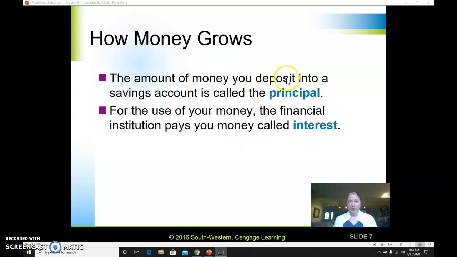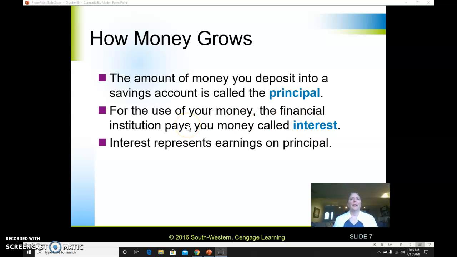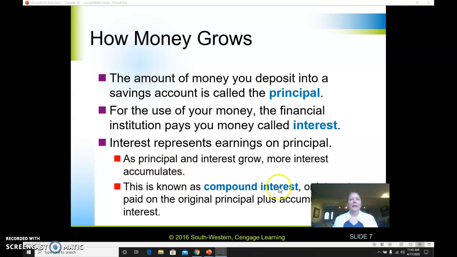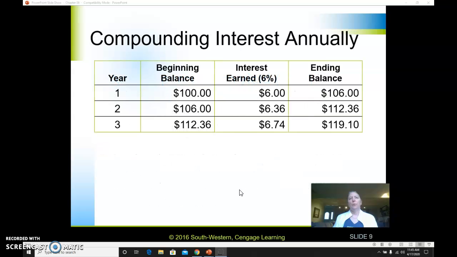So back to the Chapter 6 slides that we're working on. The amount of money you deposit into a savings account is the principal, and then the bank will pay you interest to use your money. And again, we can earn interest on that principal. And as principal and interest grow, more interest accumulates. It is called compound interest, or interest paid on the original principal plus accumulated interest. So growing money on your money is what a lot of people will say, or interest on your interest oftentimes, and that's what compound interest is. So we're going to show you real quick how that works.